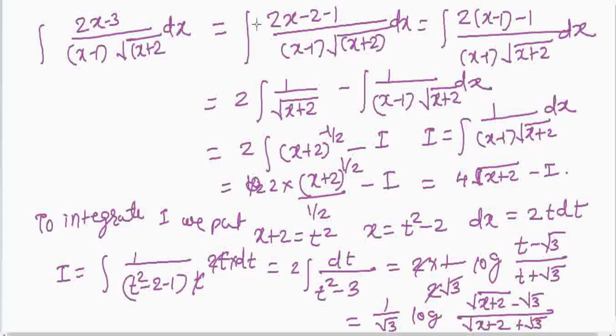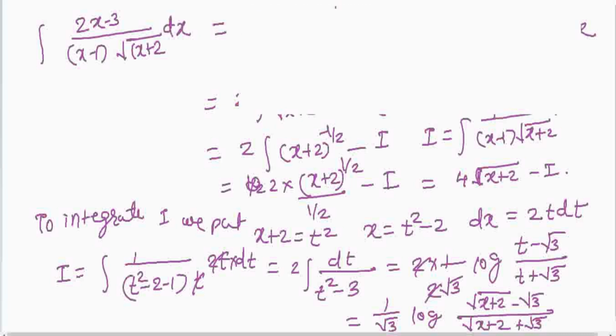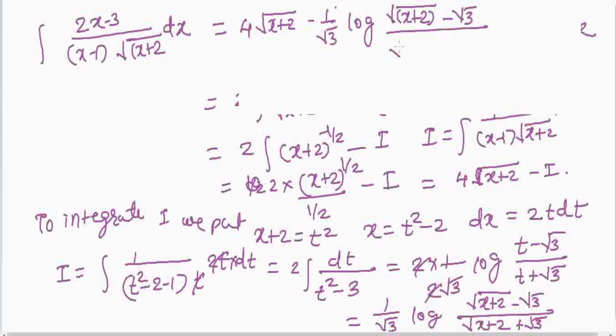Hence the total integration will be like this. You can see we write the answer of this integration as: 4 into under root of x plus 2, minus 1 divided by under root of 3 into log of under root of x plus 2 minus under root of 3 divided by under root of x plus 2 plus under root of 3. So this is the answer of this integration.